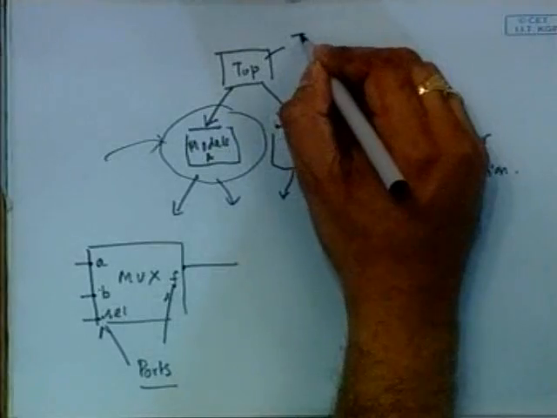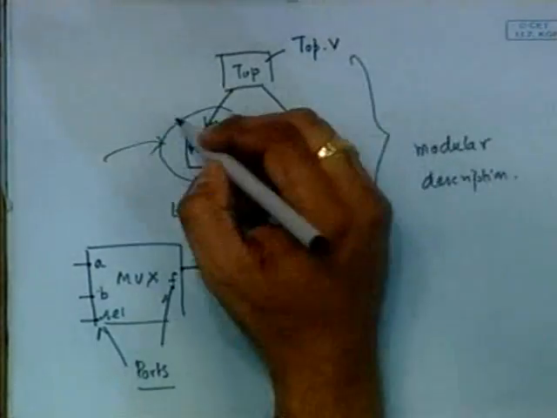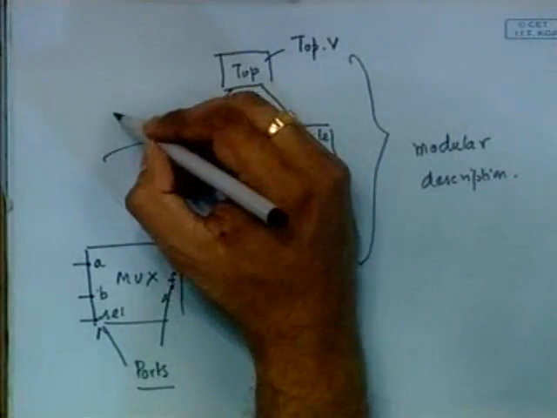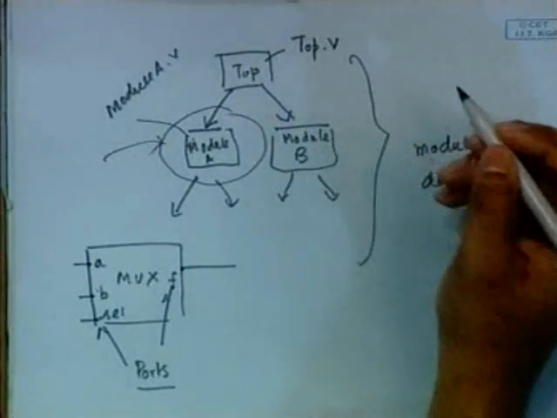So you have to write separate files, and the suggestion is that whenever I write a file, for example for this, I write a separate file and I call that top.v, and similarly for this module A, I write, say, module A.v. So I write separate files.